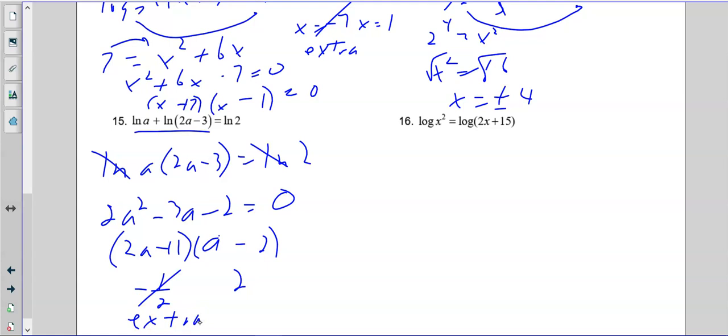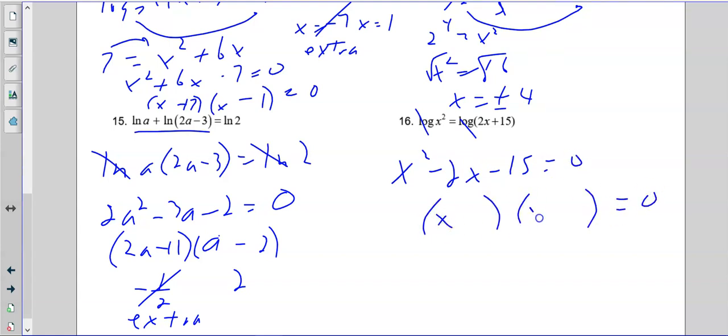Last but not least, logs on both sides. X squared, we're going to move the minus 2x, minus 15, move them over. Two numbers that give us 15 that differ by 2 is 5 and 3. We want more negatives than positives. So that gives us positive 5 and negative 3. And that's it.